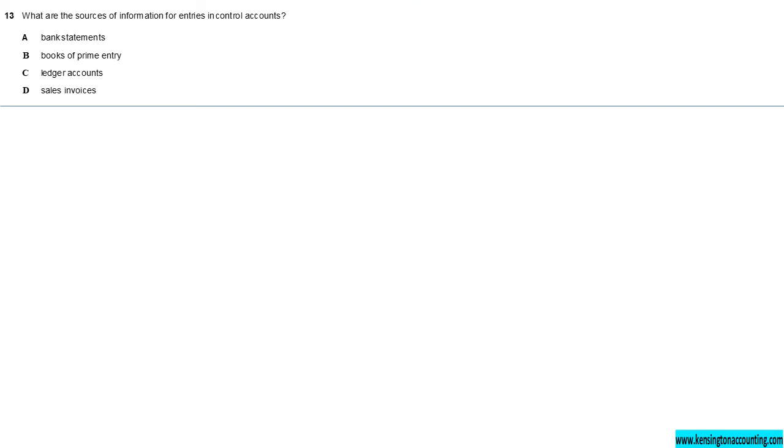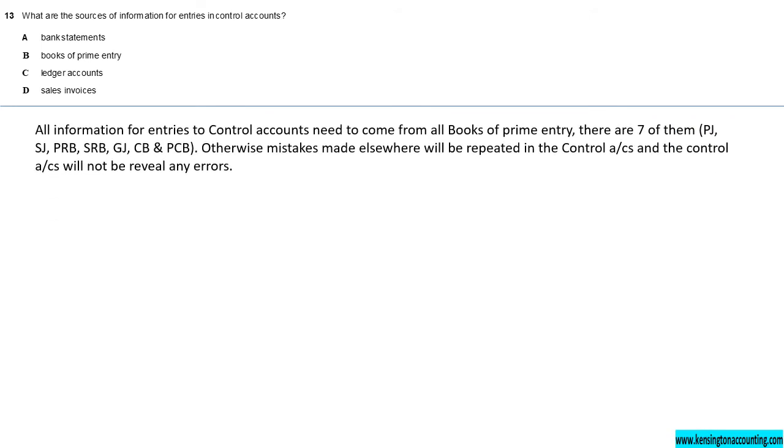Question 13. What are the sources of information for entries in control accounts? This is fairly simple. All information of entries to control accounts need to come from books of prime entry. That's always. Otherwise, mistakes made elsewhere will be repeated in the control accounts. So the students, all they need to remember is that all entries in a control account always come from books of prime entry. Therefore, the answer is B.